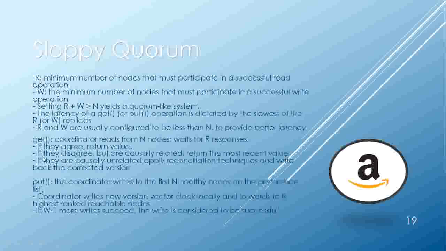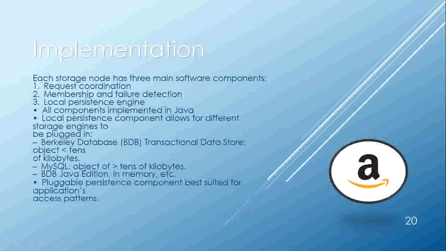The get and put operations, as we discussed, are mentioned here. The coordinator writes a new version of the vector clock locally and forwards it to the N highest-ranked reachable nodes. If W minus one more writes succeed, the write is considered successful. Moving on, this is the implementation.